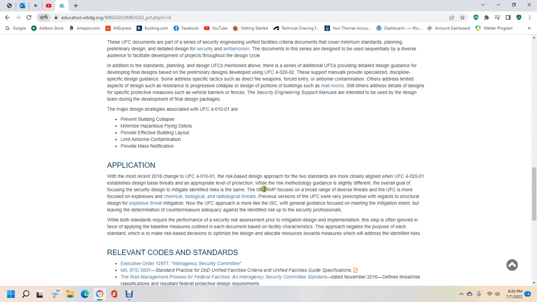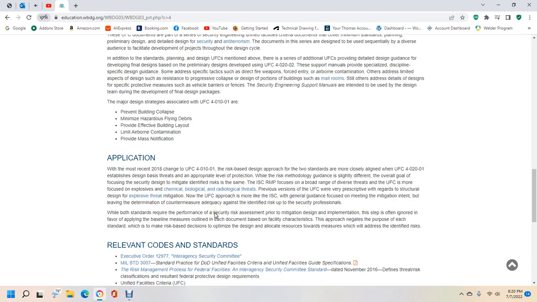The Interagency Security Committee RMP focuses on a broad range of diverse threats, but the UFC is more focused on explosive, chemical, biological, and radiological threats. Previous versions of the UFC were very prescriptive in regard to structural design and explosive threat mitigation. Now the UFC approaches more like the Interagency Security Committee, with general guidance focused on the mitigation intent, leaving determination of countermeasure adequacy for the identified risk to the security professionals.